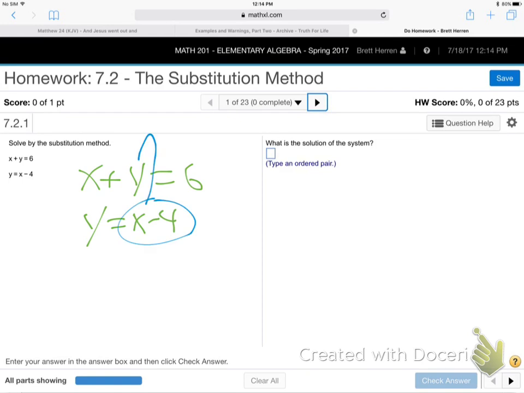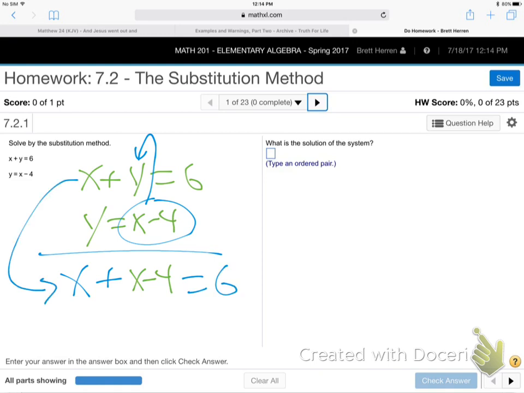Y is x minus 4, so just plug that in for y. Right? Because that second equation says y equals x minus 4. So wherever you see y, you can replace it with x minus 4, because it is x minus 4, right? So take that first equation, x plus, and when you come to y, instead of y, put x minus 4. Everybody see what happened there? I put in x minus 4 in the place of y. Right? Just plug it in.